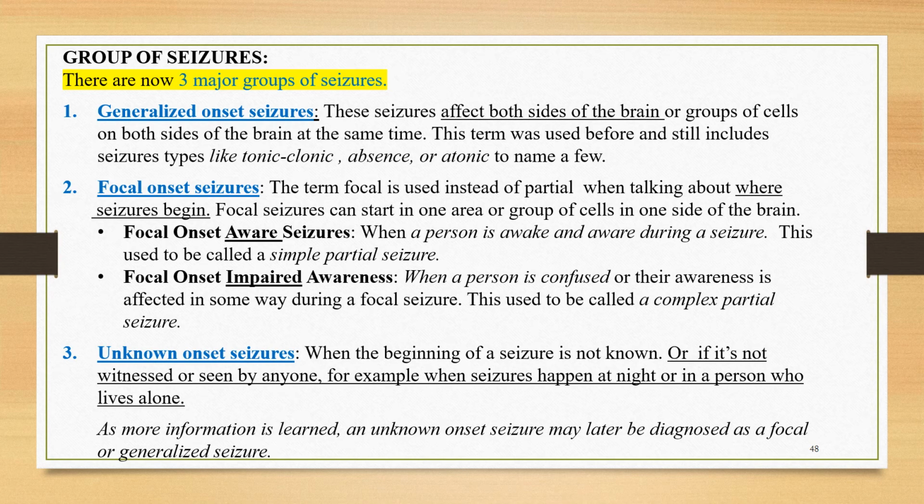Focal onset impaired awareness. This is when a person is confused or their awareness is affected during a focal seizure. This used to be called a complex partial seizure. And the third major group of seizures is unknown onset seizures. This is when the beginning of a seizure is not known, or if it is not witnessed or seen by anyone. For example, when seizures happen at night or in a person who lives alone. As more information is learned, an unknown onset seizure may later be diagnosed as a focal or generalized seizure.